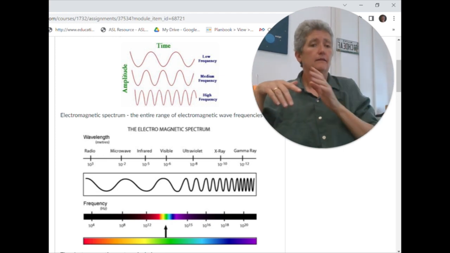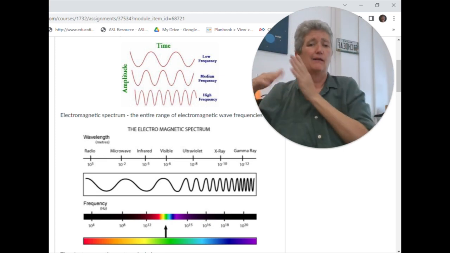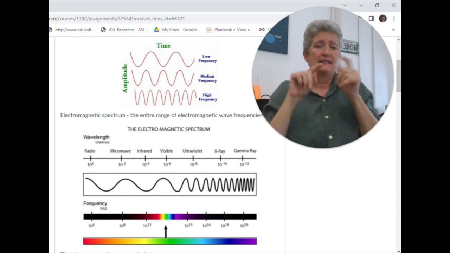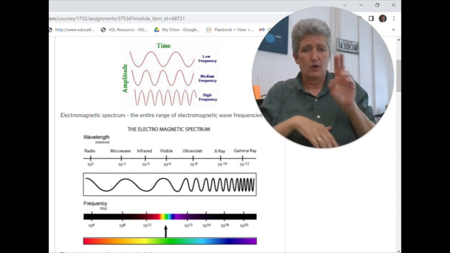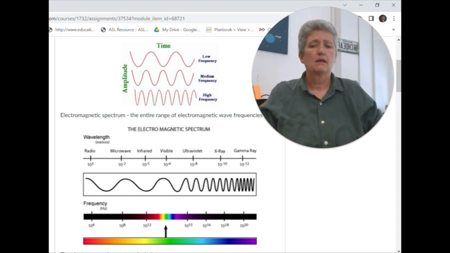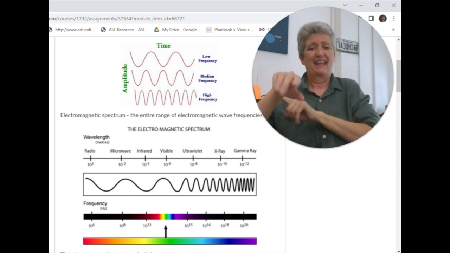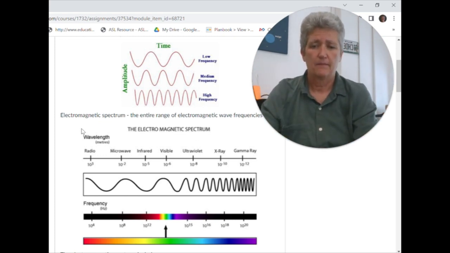So that spectrum, as you can see, there's a whole spectrum along here. And there's different things at each of those areas along the spectrum. And each one of those shows a different frequency. So on the top, you see wavelength right there. Wavelength.